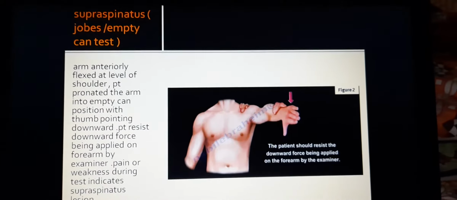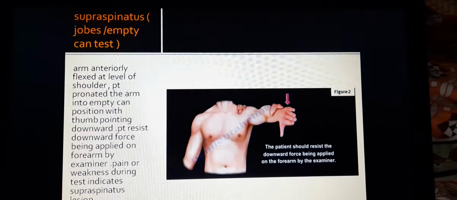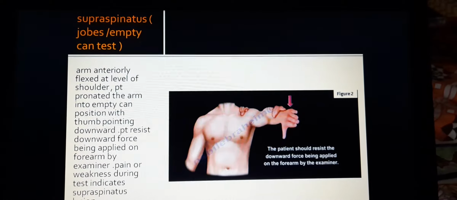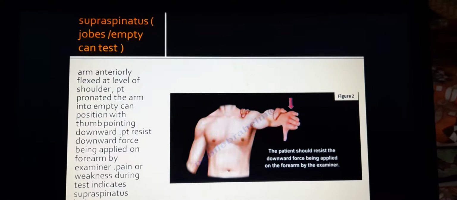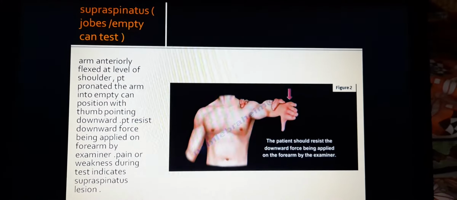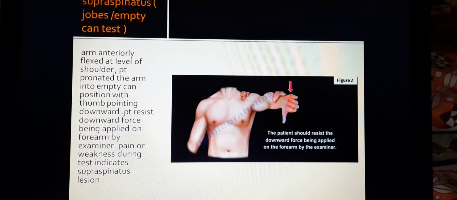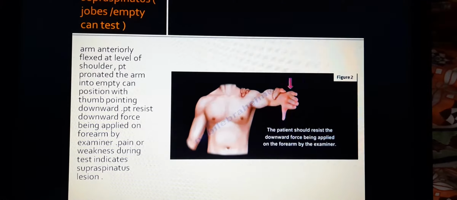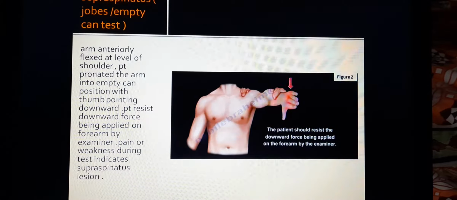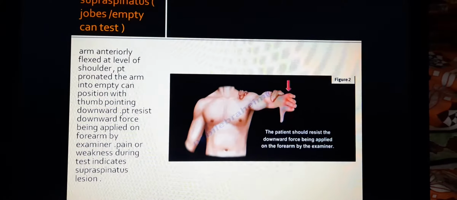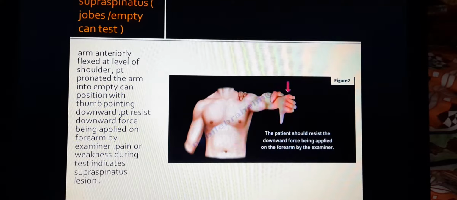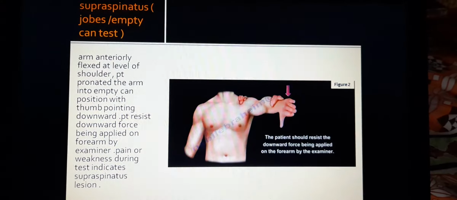Rotator cuff muscle tests. The first test is for the supraspinatus: Jobe's test or empty can test. The arm is anteriorly flexed at the level of the shoulder. The patient pronates the arm into the empty can position with the thumb pointing downward. The patient resists the downward force applied on the forearm by the examiner. Pain or weakness during the test indicates a supraspinatus lesion.